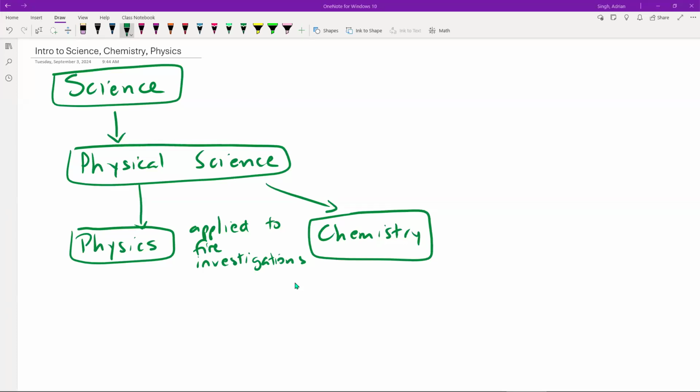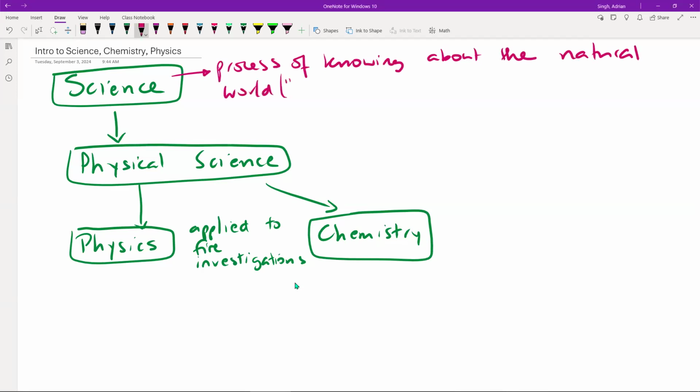So when we talk about science, we can say generally that this is just a process of trying to know about the natural world around us. So the process of knowing about the natural world, but we'll just say the universe around us. And how this process is done is through observations.